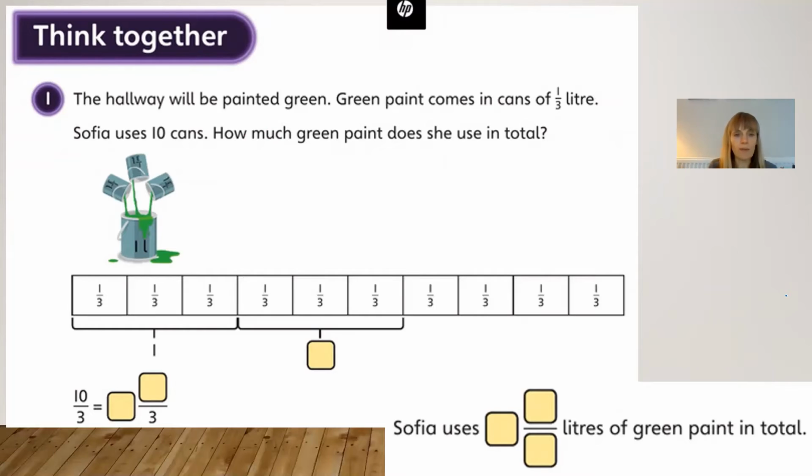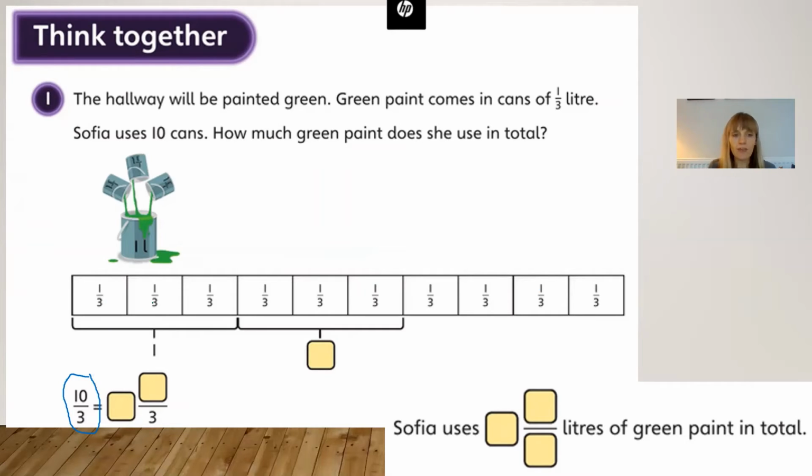Now this says here the hallway will be painted in green. Green paint comes in cans of 1/3 of a litre, and Sophia uses 10 cans. How much green paint does she use in total? Again, we know that there's 10 cans, each with 1/3 in them. So we could do like we saw on the previous slide. This would be 1/3, 2/3, 3/3, 4/3, 5/3, 6/3, 7/3, 8/3, 9/3, 10/3, which is where this number here has come from. But obviously we're not going to say how much green paint does she use in total. She used 10/3. We need to put it into a mixed number.